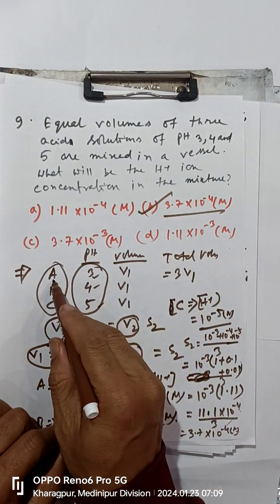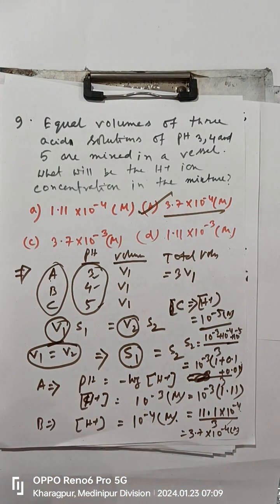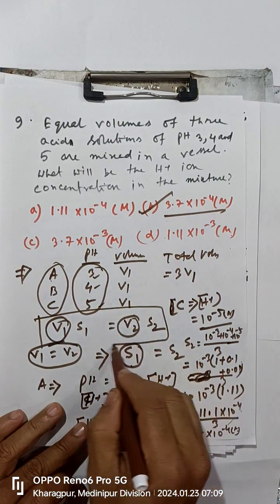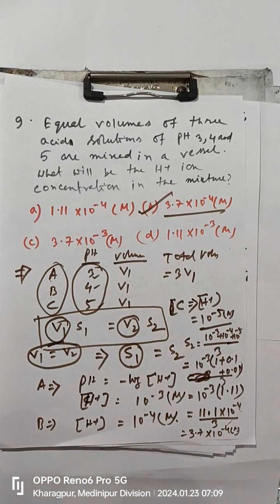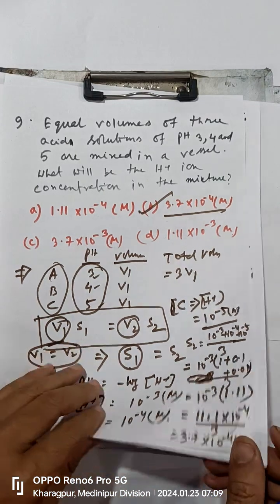So again, I'm repeating here, if you mix the same volume of acids, then their total volume will be equal to 3 times the volume of any one acid. And if you use this formula, V1 S1 is equal to V2 S2, this is a very important formula for calculating the strength of any solutions or percentage of the solutions, to prepare any percentage solution, any strength solutions, to prepare any normal or molar solutions. You have to use this formula to dilute a solution or to calculate the strength of the solutions.